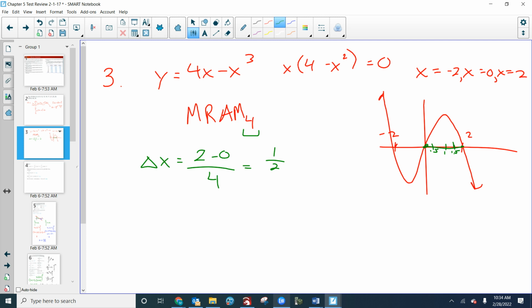Because we're doing MRAM, we're going to find our first rectangle is going to be f of 0.25. So ready? Rectangle 1. Base. What's the base of that rectangle, Wendy? 1/2. Good. Times f of 0.25. We're finding the height at 0.25. Rectangle 2 is going to be 1/2 times f of 0.75.